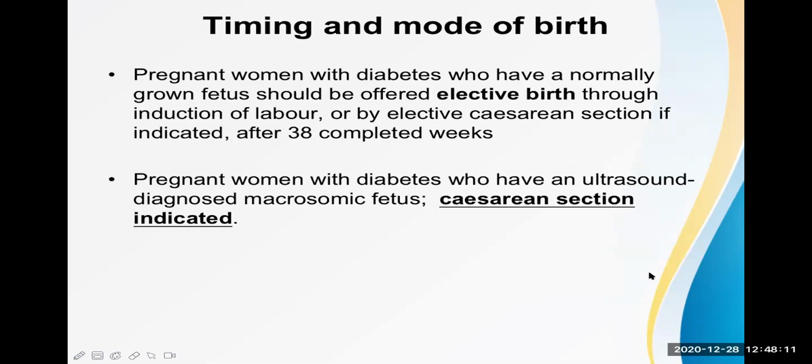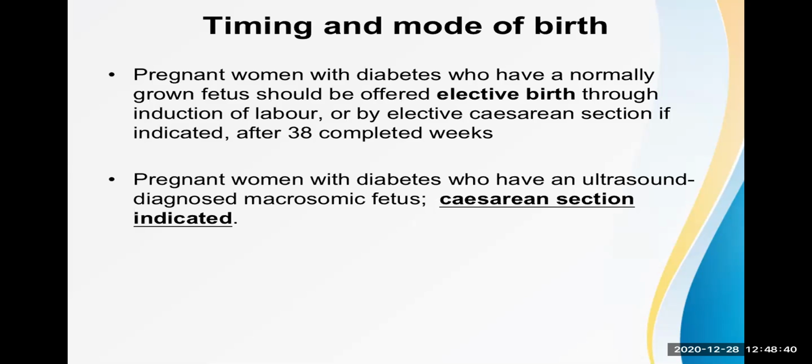Now, what about the timing and mode of the birth? This is also discussed already. This is done by finding what is the weight of the baby first. If this is a macrosomic baby, if it is a big baby, and if the baby has already crossed the period of maturity, that is after 37 completed weeks, we go for elective birth.